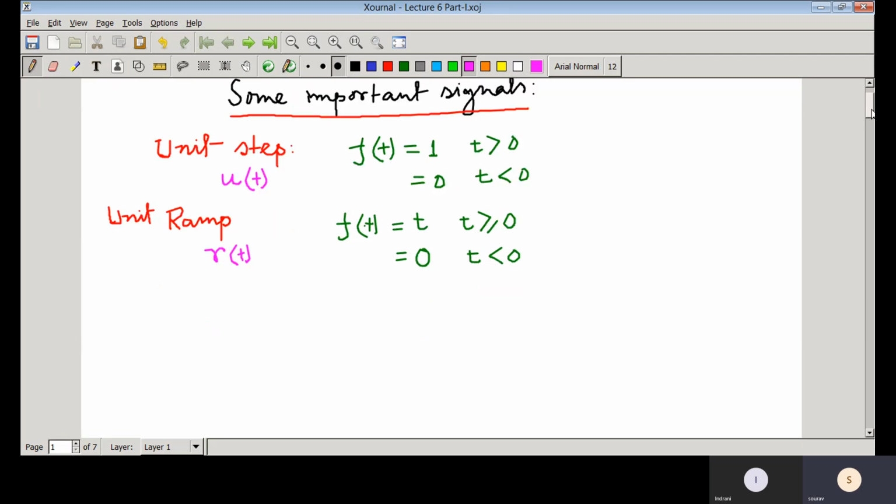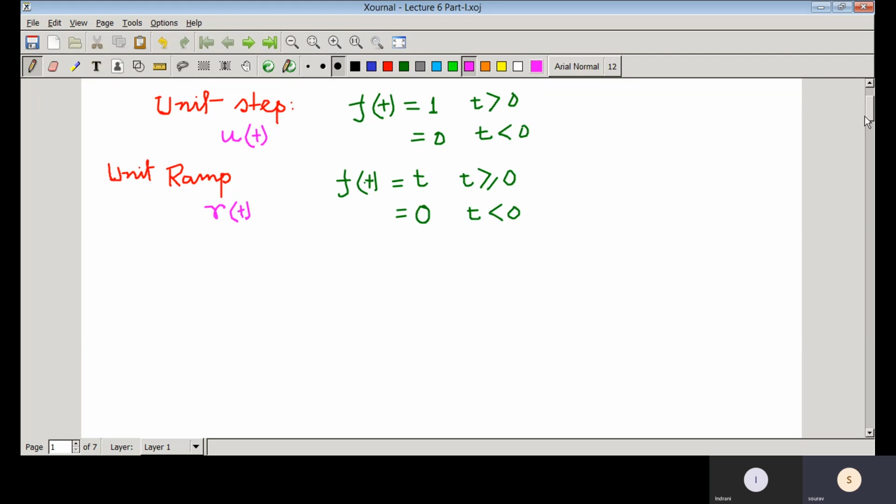The other standard signals we use in control systems, as well as in signals and networks, is the parabolic signal. The parabolic signal is described as f(t) equal to half t square when t greater than or equal to 0, and equal to 0 when t less than 0.